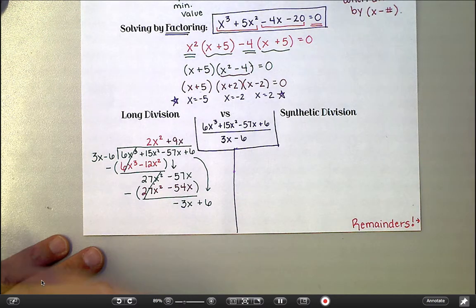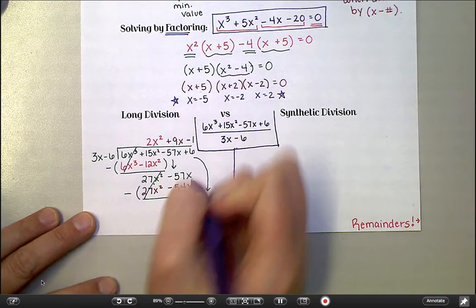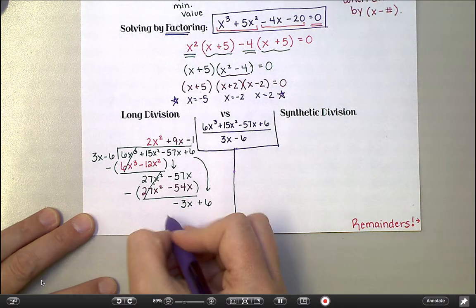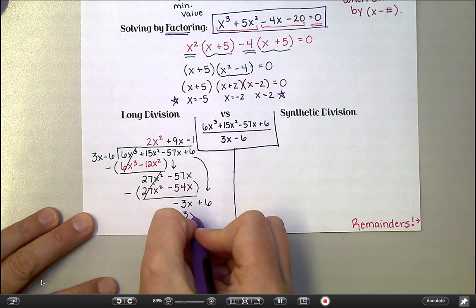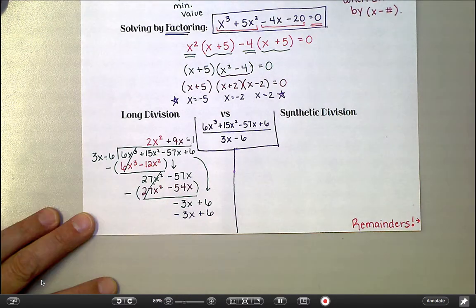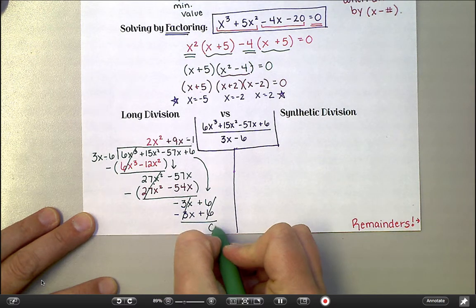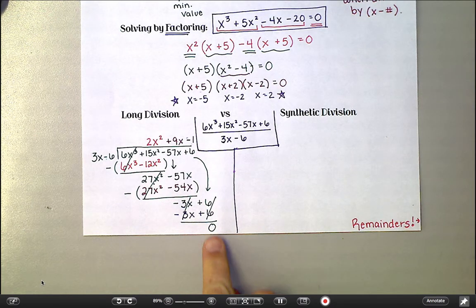And so now I'm saying 3x times what makes negative 3x? Well, that would be a negative 1. Negative 1 times 3x is negative 3x. Negative 1 times negative 6 is positive 6. And this time when I subtract, both pieces cancel and I'm left with a big fat 0. That's my remainder down there.